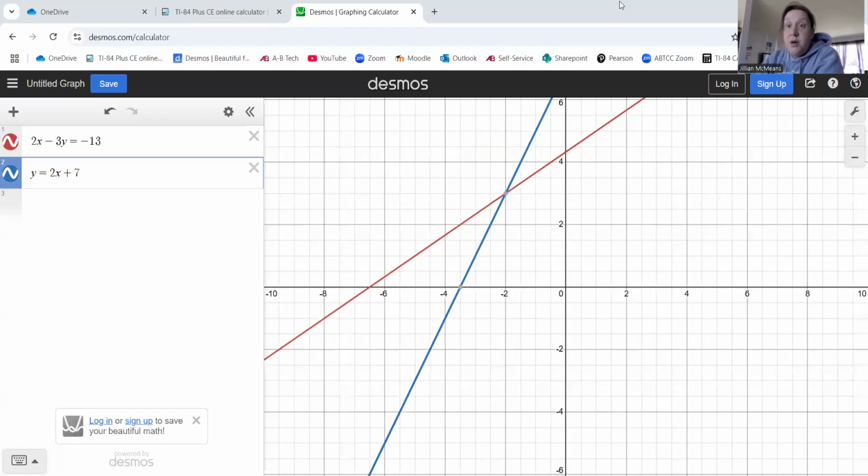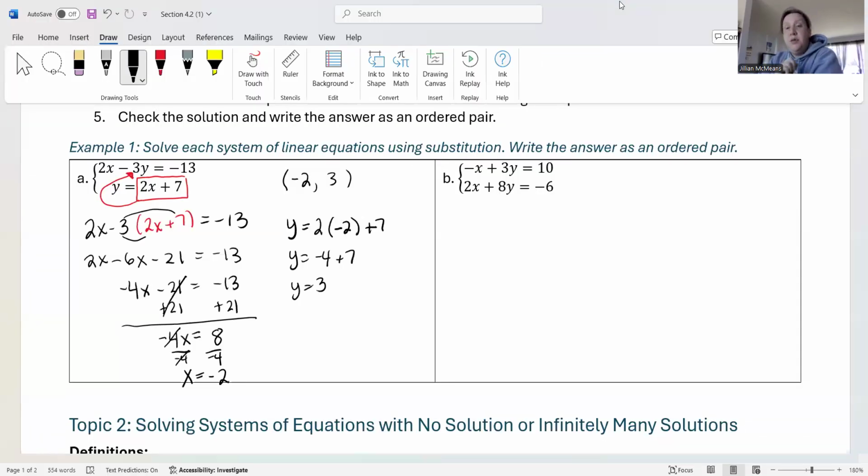All right, let's look at part B, okay? So we're back to the worksheet, and part B, we have the system negative x plus 3y equals 10, and then we have 2x plus 8y equals negative 6. We need to solve one of these two equations for one of the two variables, and to me, the one that seems like it'll probably be the easiest is the first equation, solve it for x, but you could, in this case, solve either of them for x or y. It doesn't matter. I just like that I'm going to have not as much work for that first equation.